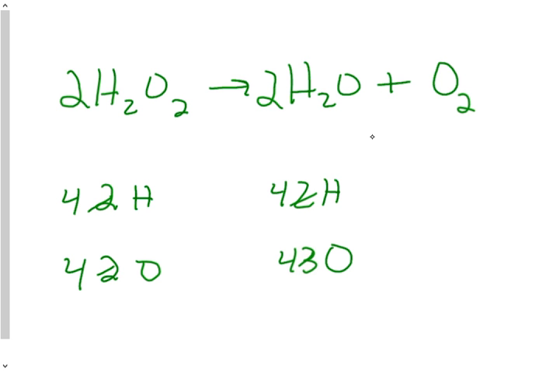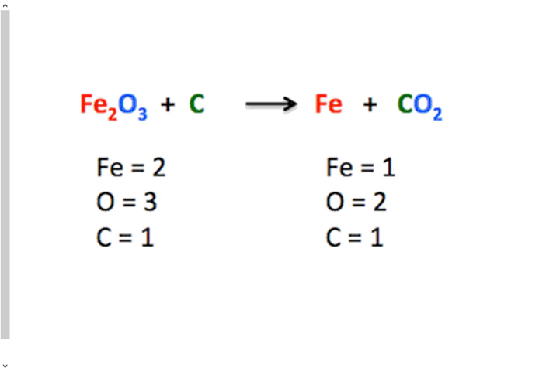And now both sides of my equation are balanced. And that's how you go about balancing equations. Let's try another example. We have iron oxide here, Fe2O3, plus carbon, makes iron and carbon dioxide.